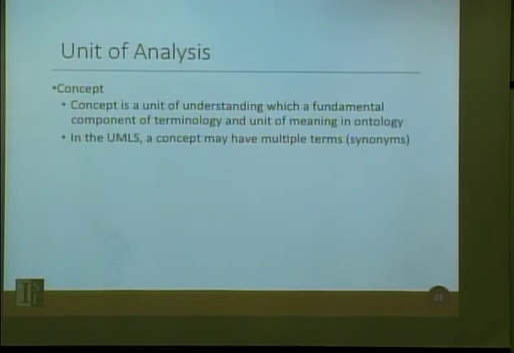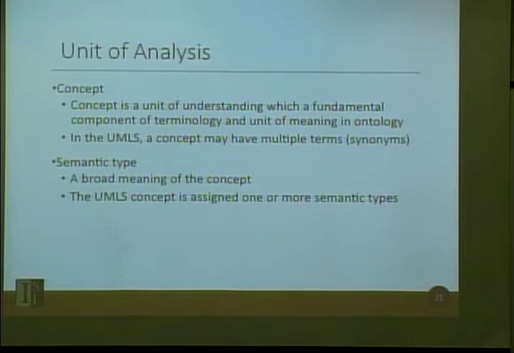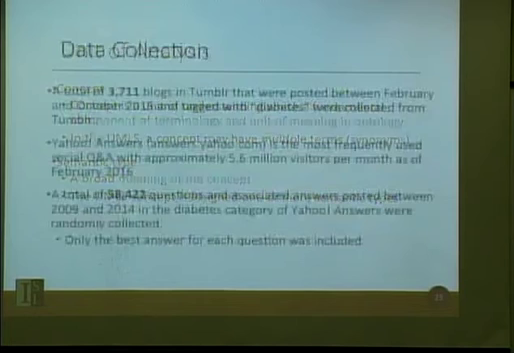So the unit of analysis, just to give two basic ideas of what we analyze here. The concept is a unit of understanding, which is a fundamental component of a terminology and a unit in the meaning of an ontology. In the context of the UMLS, the concept is a kind of unique meaning which may contain multiple terms. So if terms have the same meaning but have some linguistic variations, or come from different source vocabularies, they are mapped to the same concept in the UMLS. And a semantic type is a broader meaning of a concept, and every concept in the UMLS is assigned to one or more semantic types.